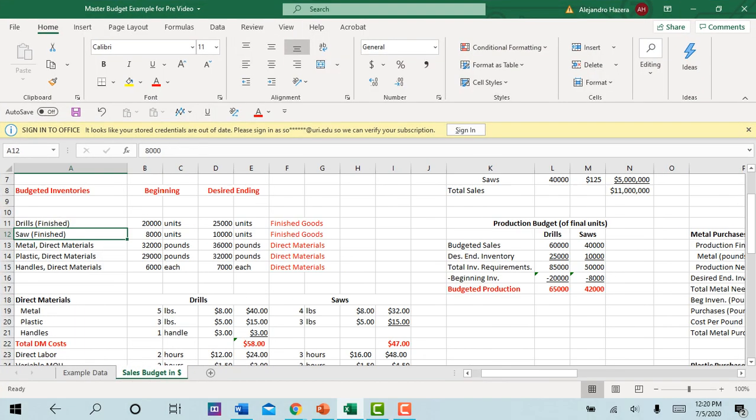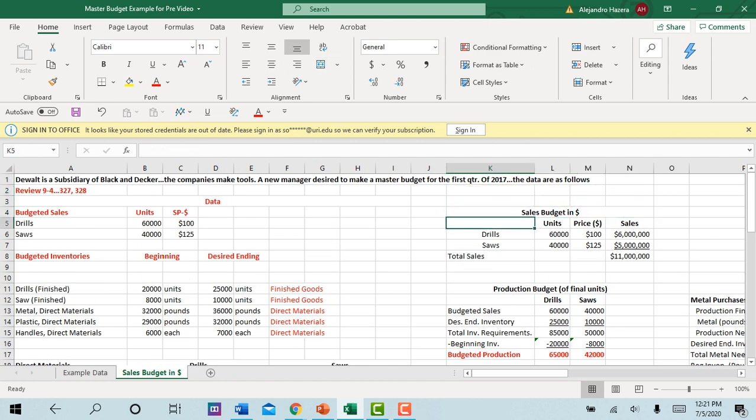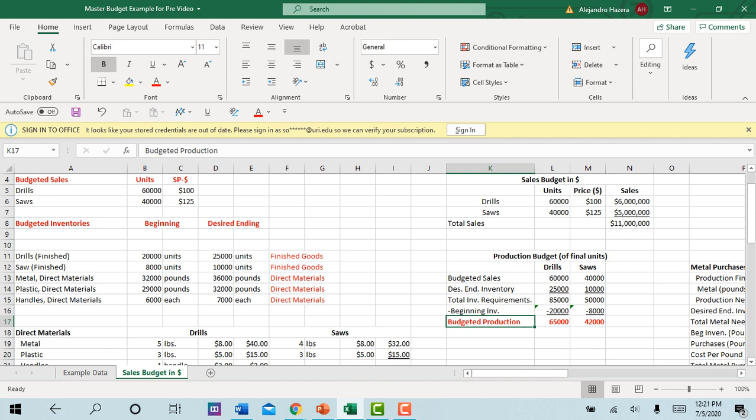In the first video, I gave you the data for the example, and I also made two budgets for the example. The first one was our sales budget. We have two products, drills and saws. And the second one was the production budget. This is the number of final units that I'm going to end up producing.